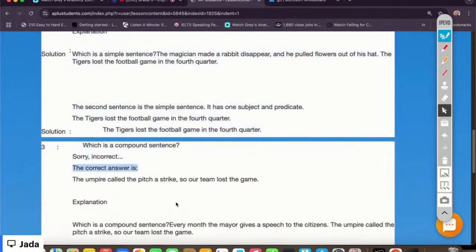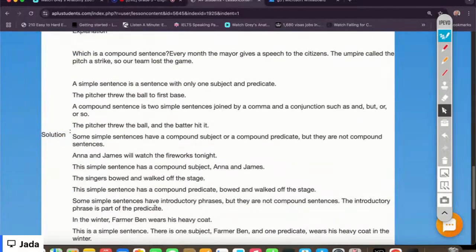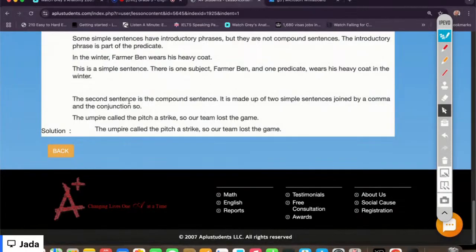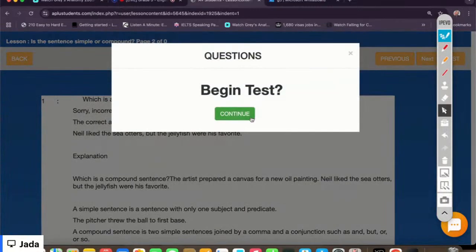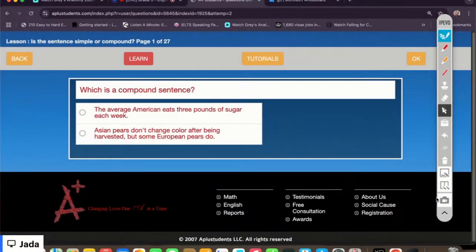Which is the compound sentence here? The umpire called the pitch a strike, so our team lost the game. So you can see that it has the conjunction and it has a comma joining the two simple sentences together. So we will go to the test and you can share your answers with me.